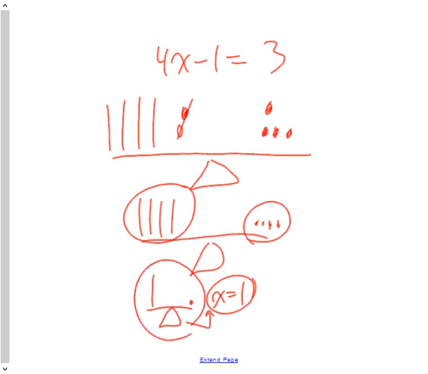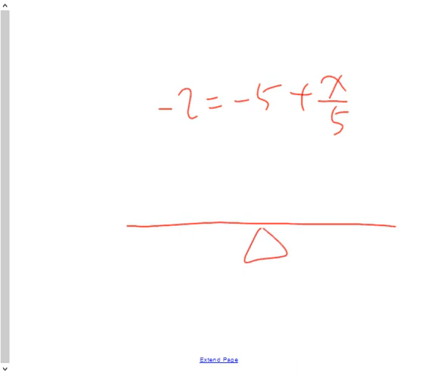And finally, the last question I'm going to do with you is question 19. Negative 2 equals negative 5 plus a fifth of x. So when I draw this, start with your scale with your equal sign. Both sides are equal. Negative 2 equals negative 5 plus a fifth of x. So that's what the starting picture looks like. My constant is negative 5, so I'm going to add 5 to both sides. Whatever you do to one side, you have to do to the other.